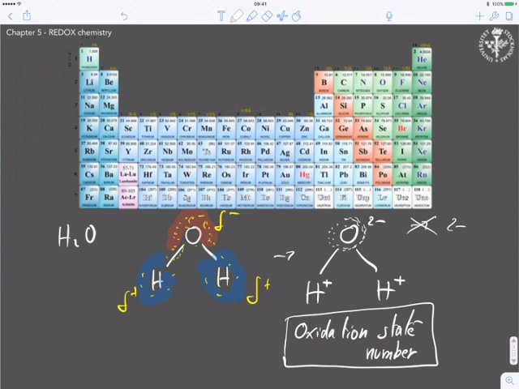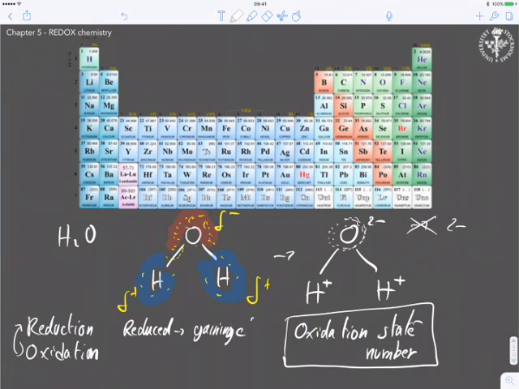Redox stands for reduction oxidation. When you have an oxidation, you will always have a reduction. And I'm sure you know that a reduction, an element is reduced when it's gaining electron, and is oxidized when it's losing electron.